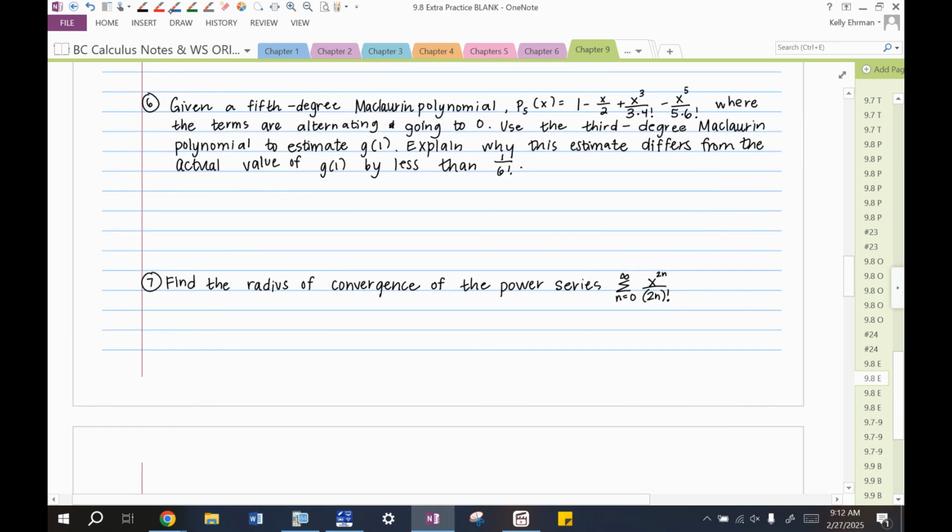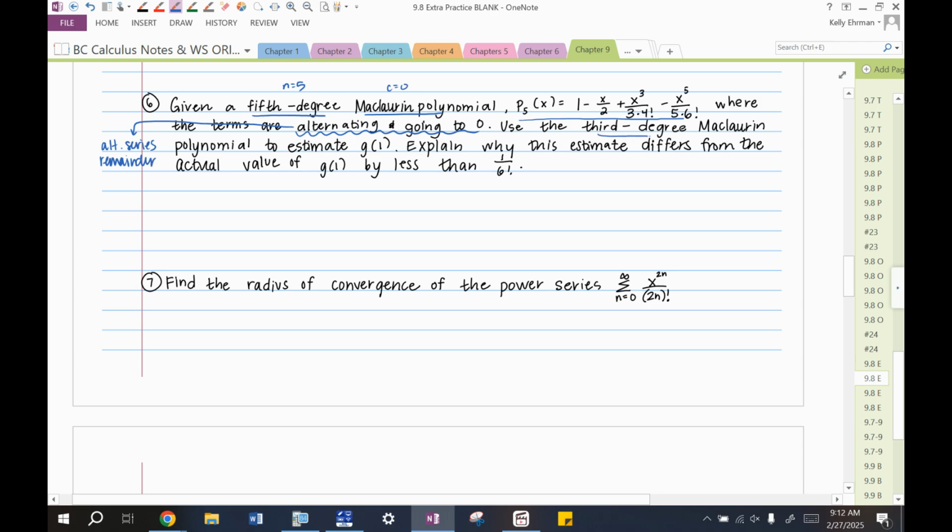Okay, number 6, given a fifth degree, so n is 5, Maclaurin polynomial, c is 0. Here it is, the fifth degree Maclaurin polynomial, where the terms are alternating and going to 0. So, that's a nice piece of information. That means that if we're talking about error, it means that we can use the alternating series remainder instead of Lagrange.